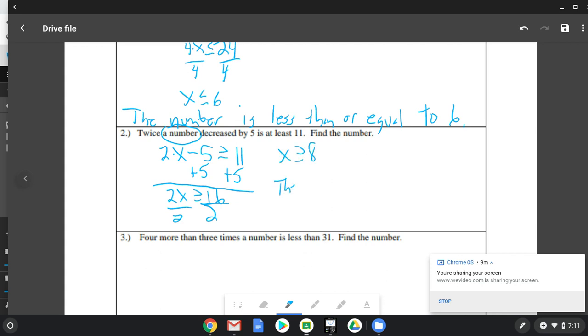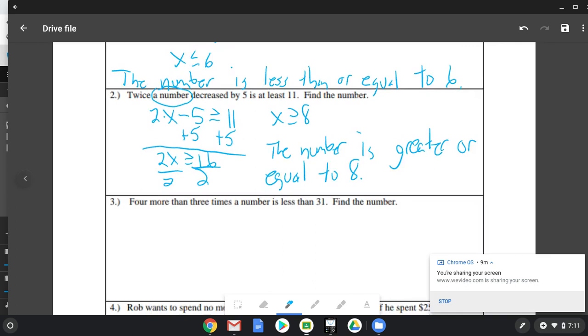So we'd say the number is greater than or equal to 8. So that's how we'd write our little sentence, just really simple.